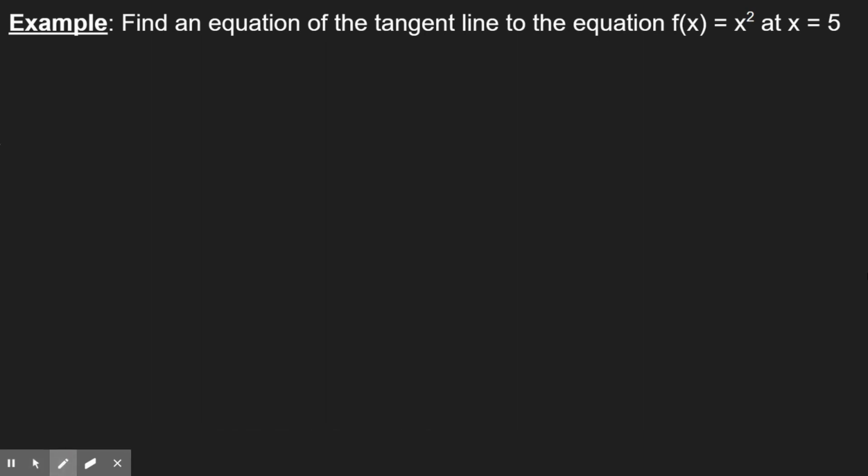We need to find an equation of the tangent line to the equation f of x is equal to x squared. We're going to say that this happens when x is equal to 5. So the first thing that we're going to need is to use that first equation, which we'll write down, and it's always a good idea to start by writing down any equations you're going to need.